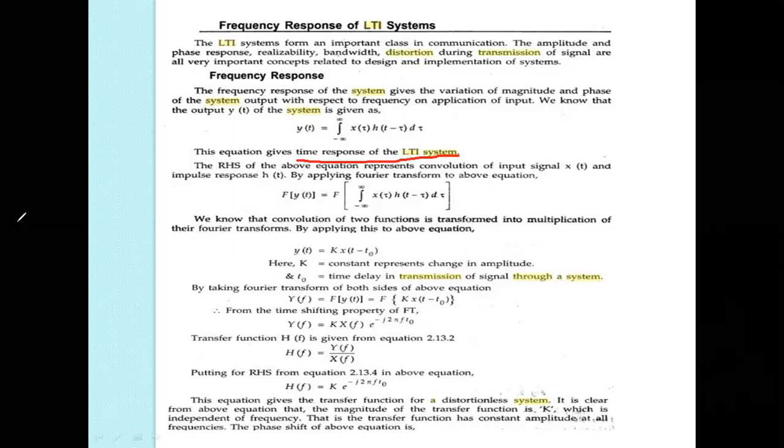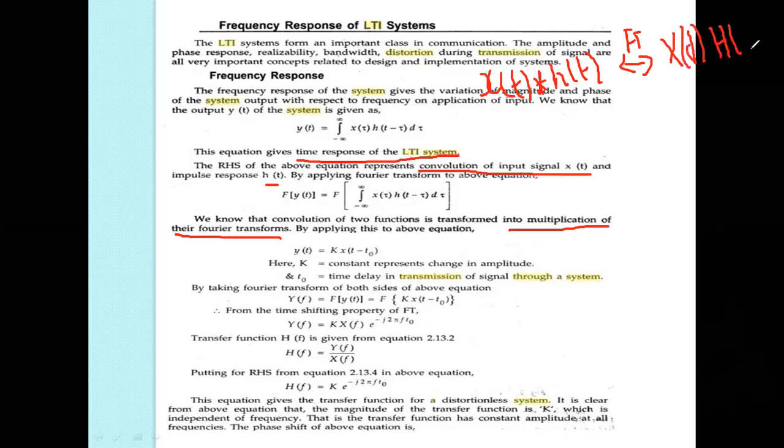I can apply the Fourier transformation on both sides. The right hand side of the above equation represents the convolution of the input signal x(t) and the impulse response h(t). By applying the Fourier transformation on both sides, we know the convolution of two functions is transformed into multiplication of their Fourier transforms. So according to convolution in time, if the Fourier transforms of x(t) and h(t) are X(f) and H(f), we get the product. Otherwise, in terms of angular frequency, the Fourier transform is X(omega) into H(omega).